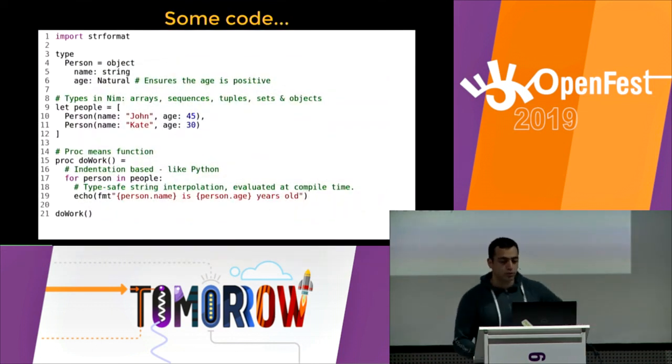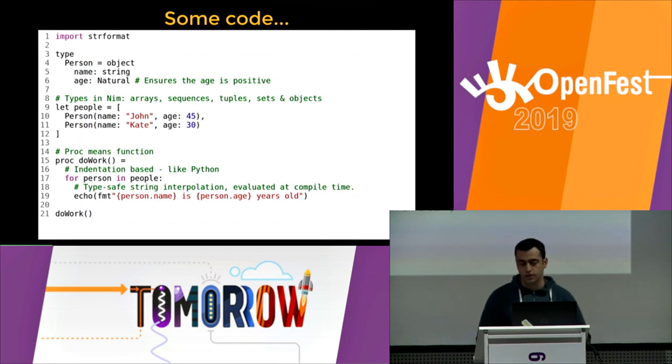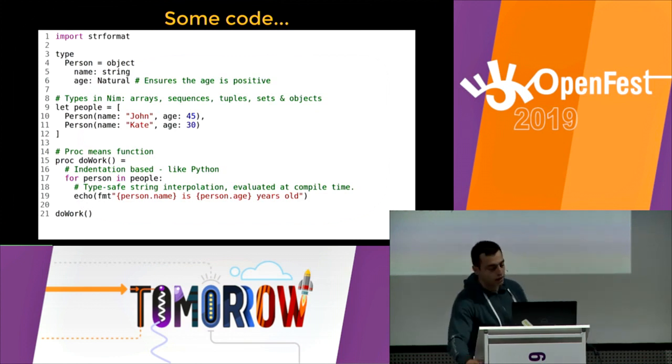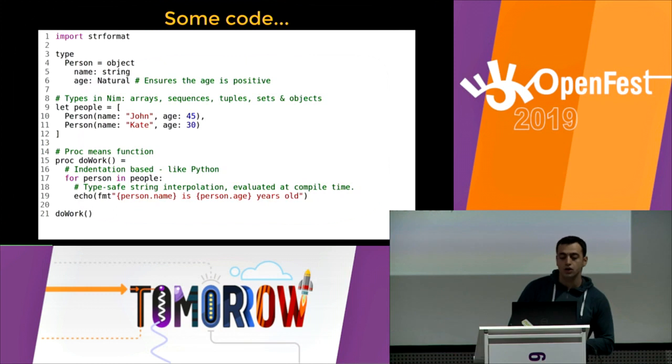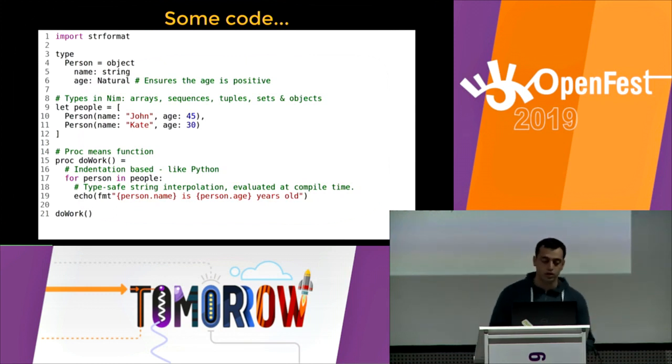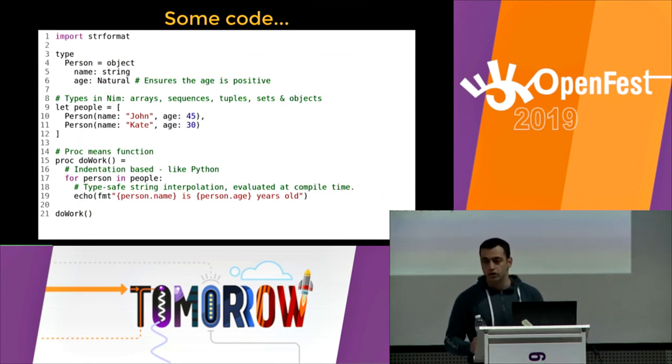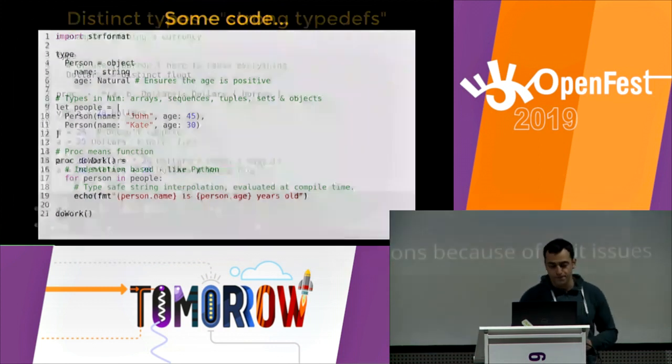And this is what a little bit more NIM code looks like. As we said, it's indentation-based, like Python. At the top, we're importing a module. Then we define inside of a type section a person object, which has a name and age. Then we make an array with a few people inside of it. We also define a function called do work. It's called a procedure. That's how we name functions in NIM. And inside of it, we iterate over all the people, and we print them one by one. So nothing really unordinary, looks like Python, mostly.